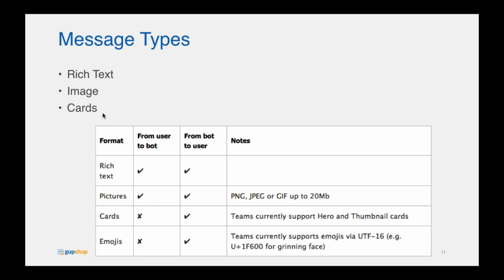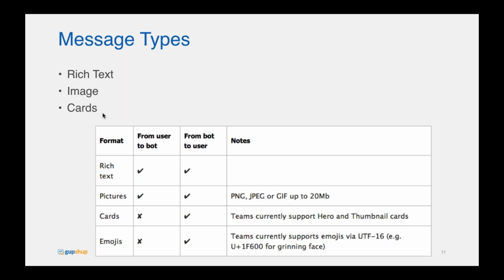And essentially, the messaging types are very simple. There are 3 different types. One is obviously rich text, with different text, emojis, etc. One is images. You can send and receive images, and both a user can send a bot an image, and a bot can send a user an image.